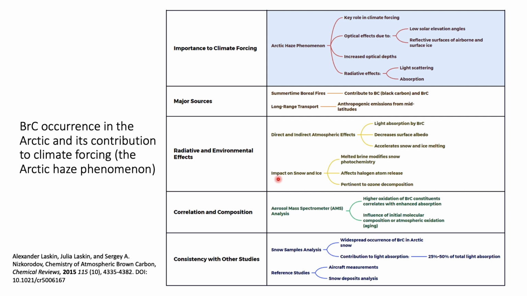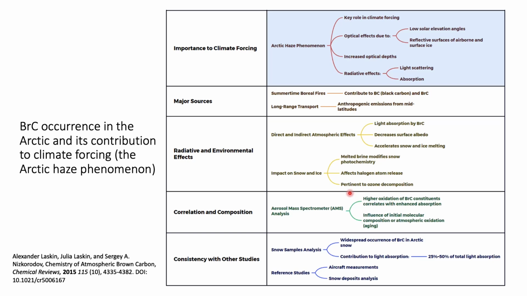Then when we look at the impact on the snow and ice, the melted brine actually modifies the snow photochemistry. This also affects the halogen atom release, because we will be looking at volatile organic compounds, halogen chemistry and ozone chemistry in the later part of the course. So there we will study more about these effects. So this is also leading to ozone layer depletion. So we will study about various reactions that are involved in the later part of the course.